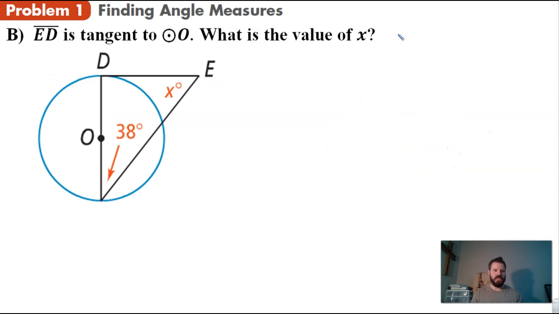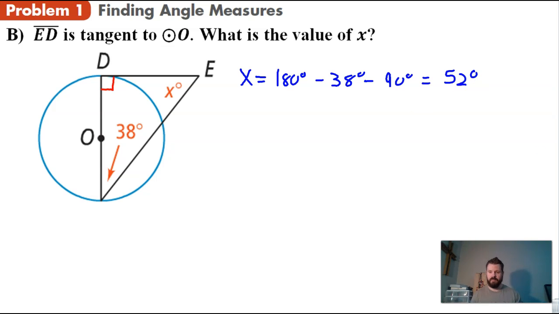All right, part B, ED is tangent to circle O. So when I hear tangent, I want to think 90. What is the value of x? Well, x is one of the angles in a triangle. I know triangles always add up to 180 degrees. So this time I'll take 180 minus the 38 we're given, minus the 90 we got from the tangent. So 180 minus 38 minus 90, we end up with 52 degrees for the missing angle in that triangle.